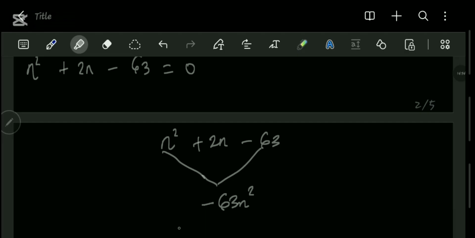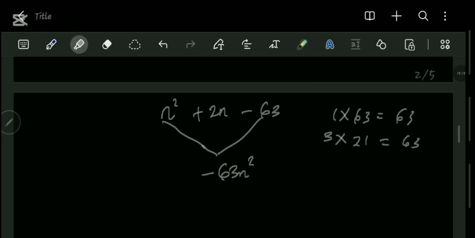So I'm going to look for two numbers that multiply to give me 63. First of all, 1 times 63 gives me 63. 2 is not a factor. 3 times 21 gives me 63. Okay, 4 is not a factor, 5 is not a factor, 6 is not a factor, 7 times 9 gives me 63. So these are the factors of 63. These are the numbers that multiply to give us 63, right?